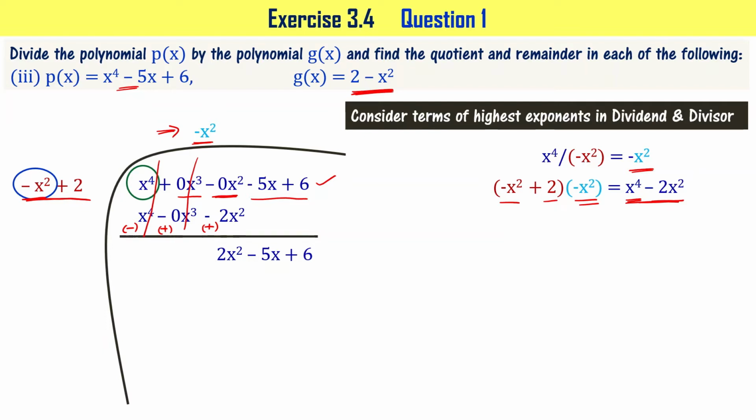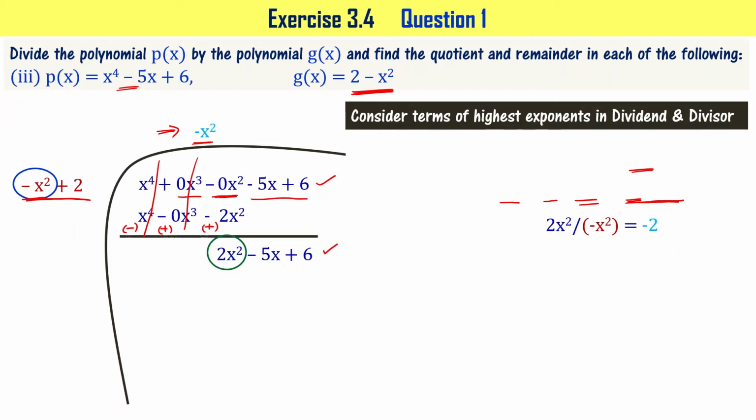So now we have to see what is the term containing highest exponent here. That is 2x square. Let me now divide 2x square with minus x square. So you cancel x square here and x square here. Then you have 2 divided by minus 1, that is equal to minus 2, right? Let me write that as part of the quotient, right? Let me multiply the divisor with this minus 2. Divisor is minus x square plus 2 times minus 2. That is 2x square minus 4. Now let me subtract this from the expression here.